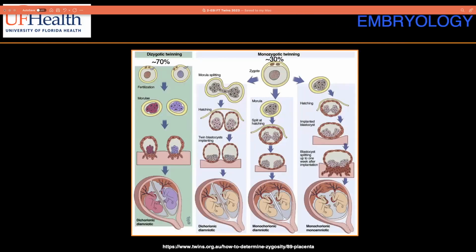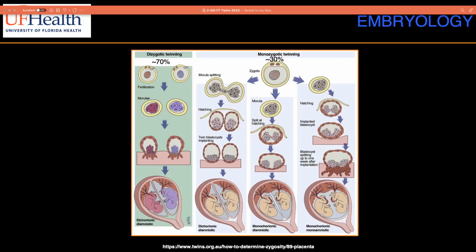Embryologically, just to review, we have two main subgroups of twins. We have the dizygotic twins that constitute 70% of all twins, and these start with two oocytes that are fertilized separately and result in dichorionic diamniotic twins. Now, almost 30% of the remaining twins are monozygotic, where it is one fertilized zygote that's going to split at different points in time, and depending on how early or late the split is, will result in either di-di twins, mono-di twins, or mono-mono and conjoined twins.